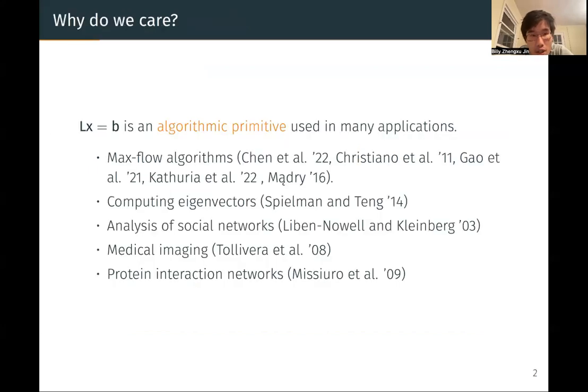Why do we care about solving Laplacian linear systems? Well, it turns out that it's used as an algorithmic primitive in many applications, from max flow algorithms to analysis of social networks and beyond.